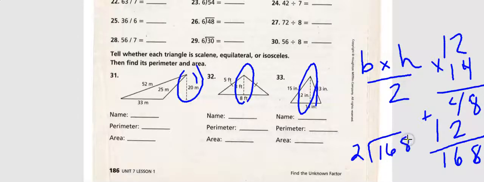So we're going to divide 168 by 2. 2 cannot go into the 1, but it can go into the 16, right? 8 times, because that's like one of your doubles. 8 multiplied by 2 is 16. So we're going to subtract. That leaves us with 0. We bring down our 8. 8 divided by 2 is 4.